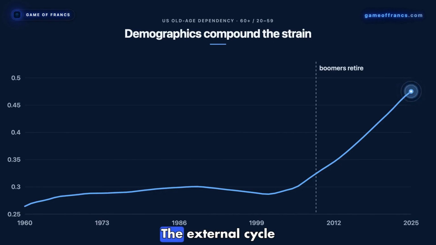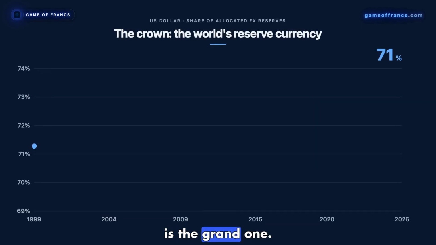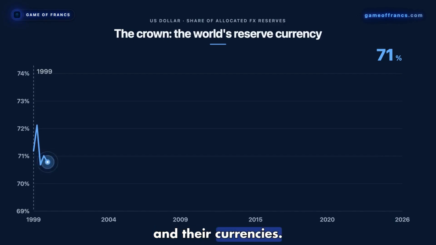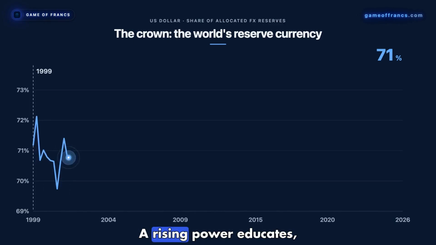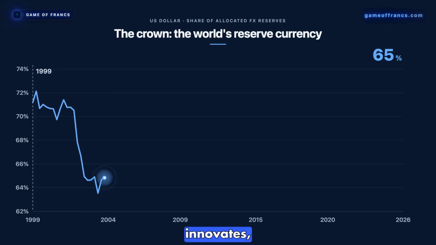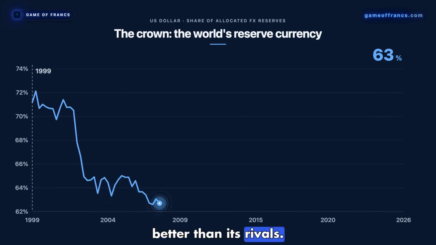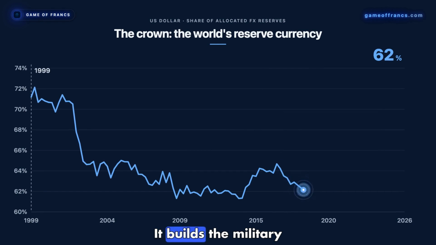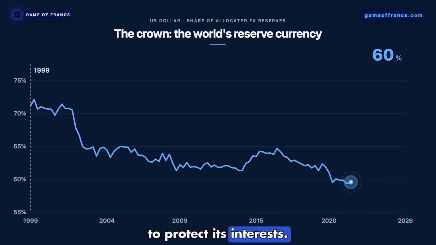stage. The external cycle is the grand one, the rise and fall of great powers and their currencies. A rising power educates, innovates, and competes better than its rivals. It wins a growing share of world trade. It builds the military to protect its interests.